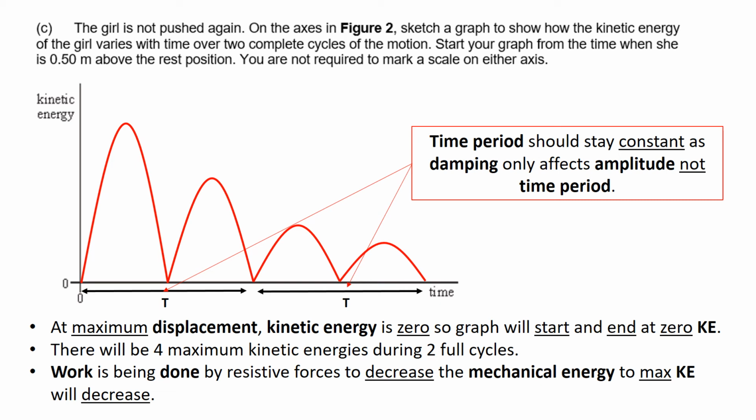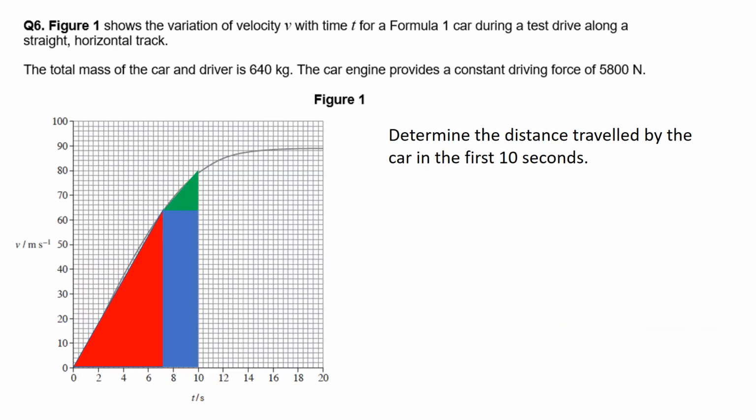Okay, so that finishes the questions on SHM. Next, we're going to look at some motion, energy and power, which is the last question on this test. So the first thing we want to do is determine the distance traveled from a velocity versus time graph in 10 seconds.